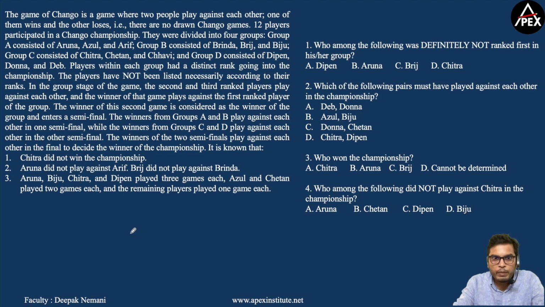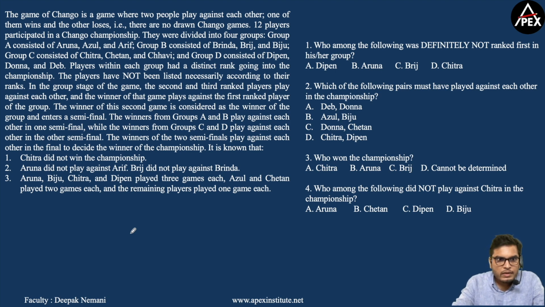The players have not been listed necessarily according to the ranks, and in the group stage of the game, the second and third rank players play against each other and the winner of that game plays against the first rank player of the group. The winner of this second game is considered as the winner of the group and enters a semi-final. And the winners from groups A and B play against each other in one semi-final, while the winners of group C and D play against each other in the other semi-final.